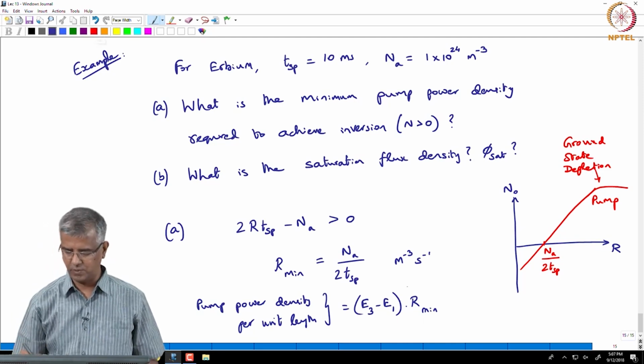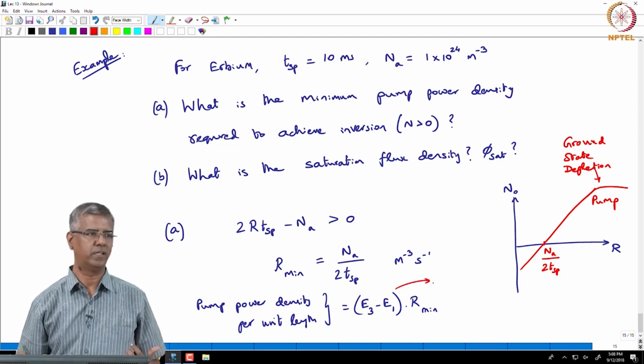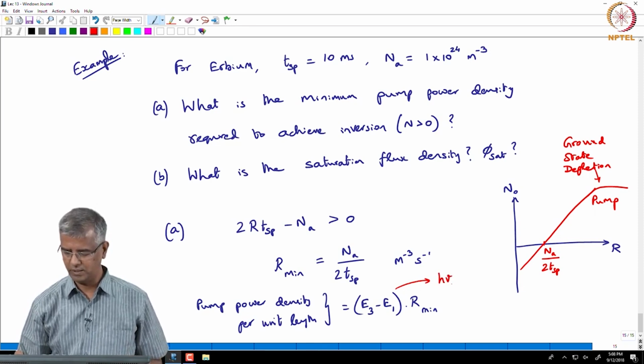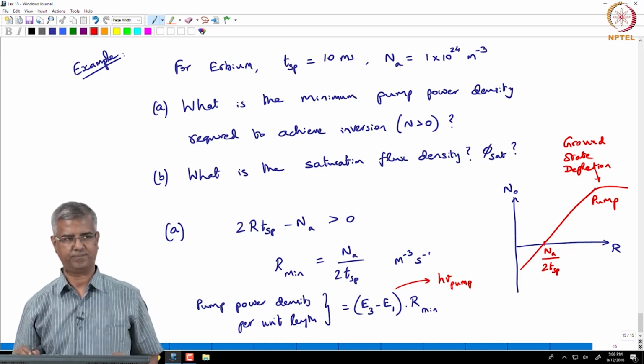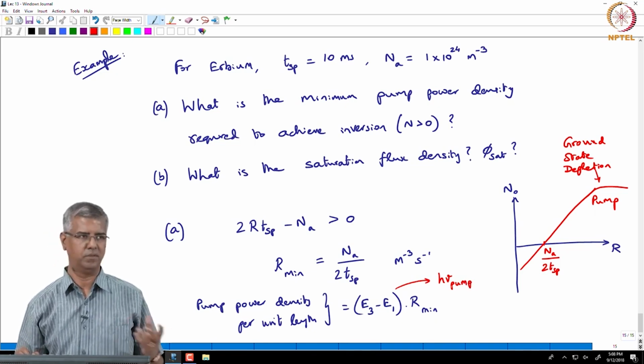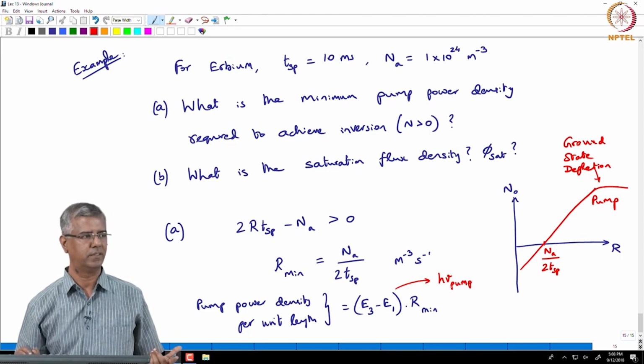That is the energy corresponding to what? Energy corresponding to the pump photon, right. So, it is basically h nu pump. Do we know this energy? Yes, we are told that it corresponds to a 980 nanometer photon, right.